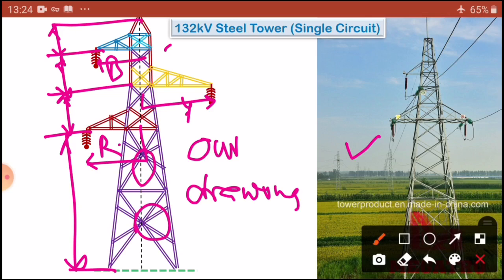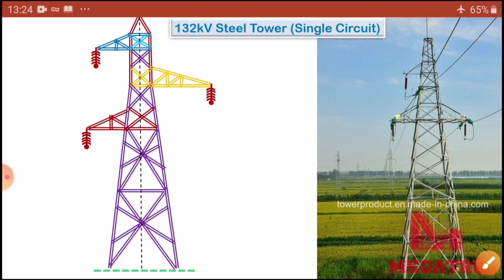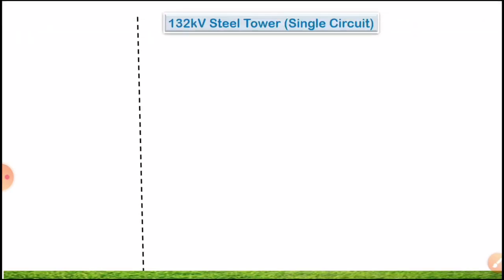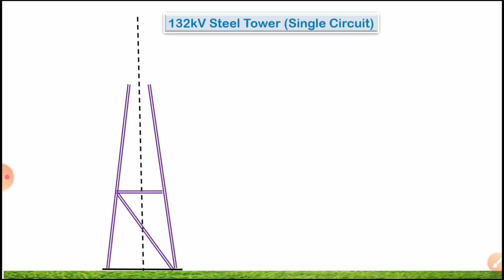Okay, let us see. Now first we take the one ground line. You can see this is one ground wire. Okay, then you take the height. It is nearly 25.3 meters height. Now you take the base, that is 4 meters. So this length is equal to nearly 4 meters. After that, give all the structures. So you can see the structures up to this one.